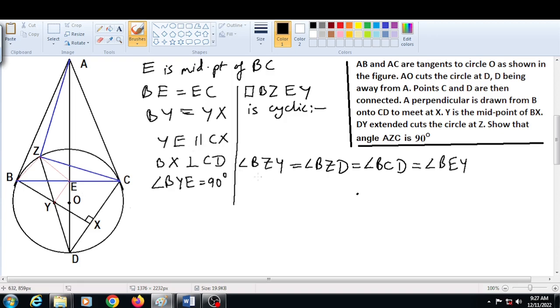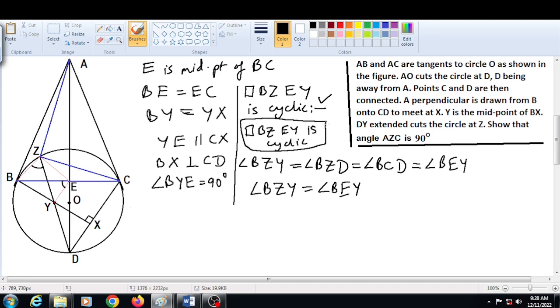So from this long equation, we conclude that angle BZY is equal to angle BEY. So this angle over here, BZY, and this angle over here, BEY, are equal. So from the property I just discussed, quadrilateral BZEY is cyclic. So we just showed that quadrilateral BZEY is cyclic.